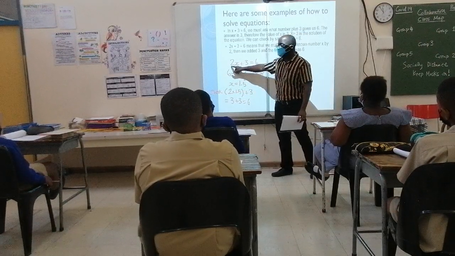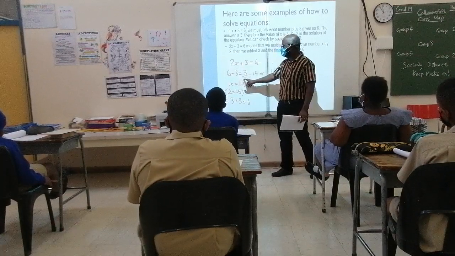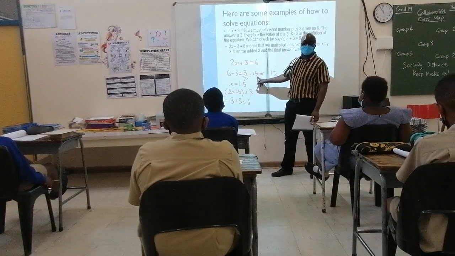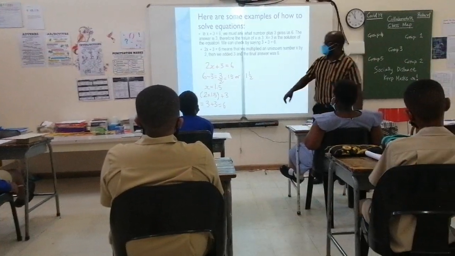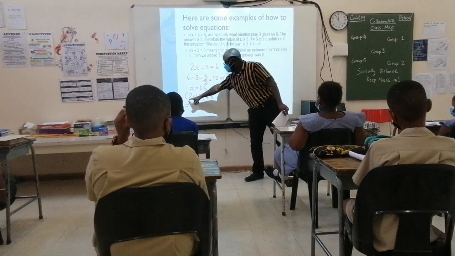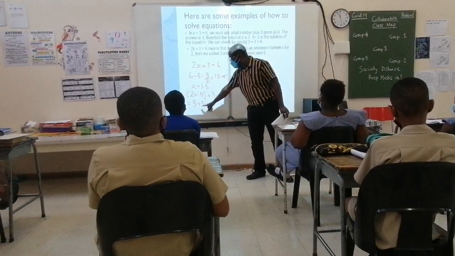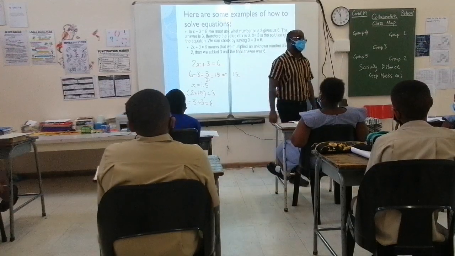Then what did I do first? I multiplied the unknown letter by 2. The opposite of that is to divide by 2, and that takes me to the original value of x, which is 1.5. Then I substitute 1.5 into this equation. If I multiply 2x, which is 2 times 1.5, it gives me 3. Okay? 3 plus 3 is 6.